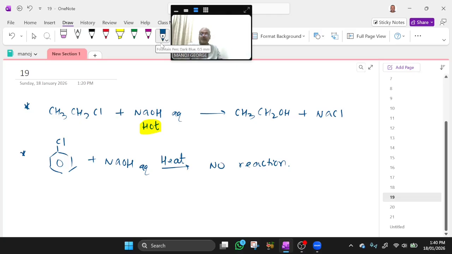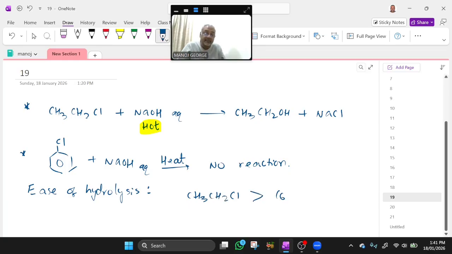Which means ease of hydrolysis. Of course, we have to understand why this is happening. Only two compounds are there. So ease of hydrolysis means I can hydrolyze chloroethane much better than chlorobenzene. So far, okay.